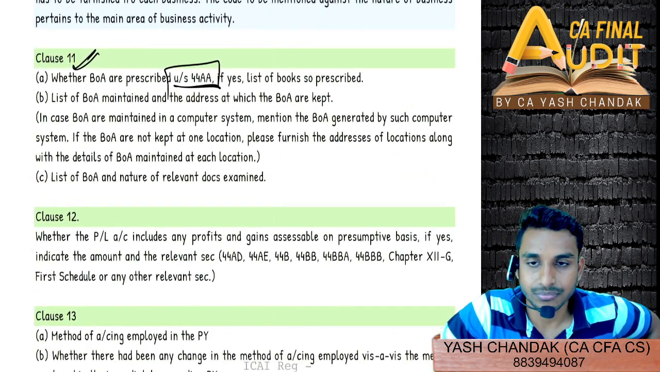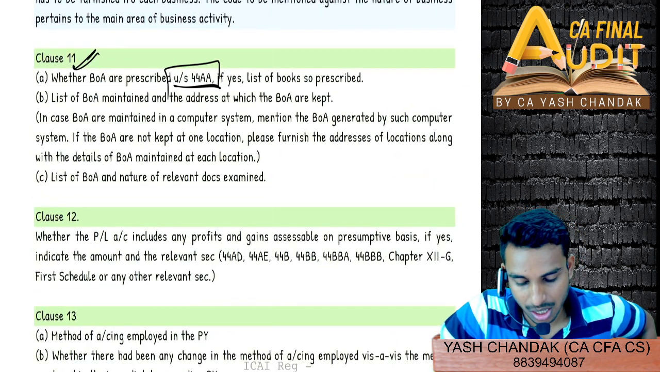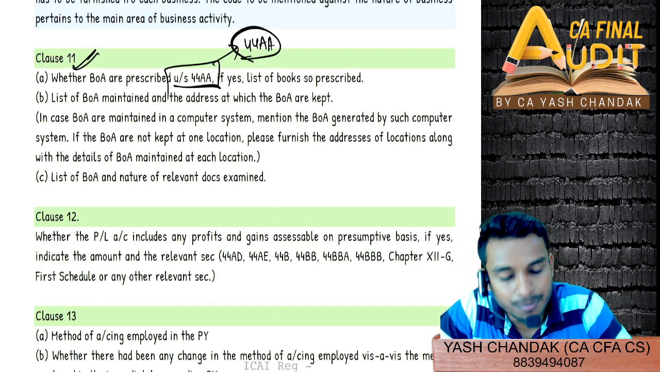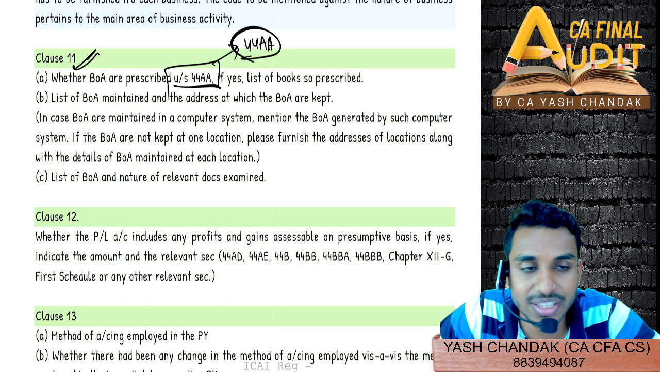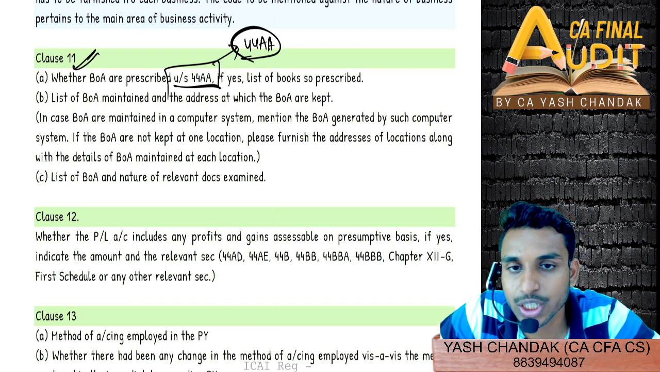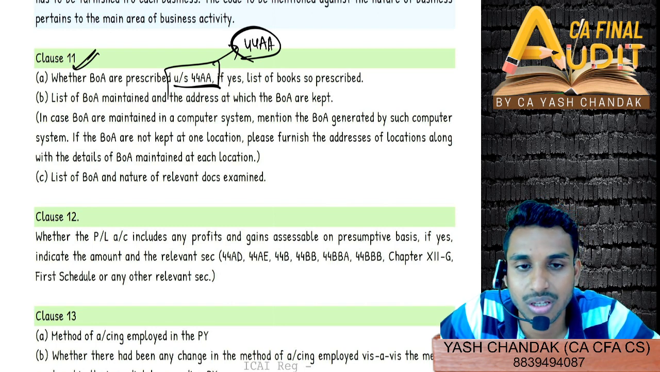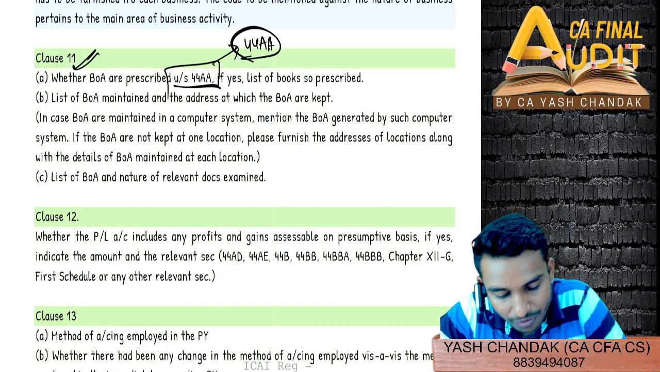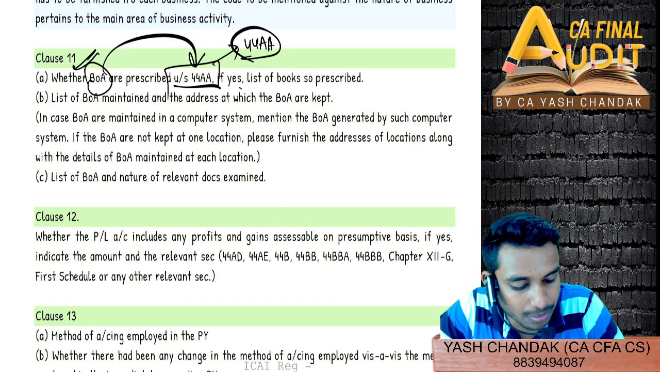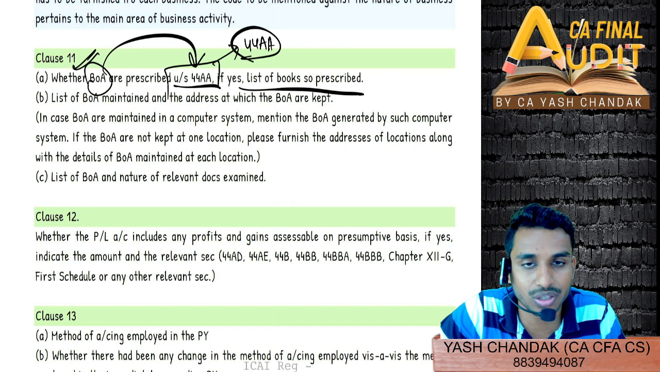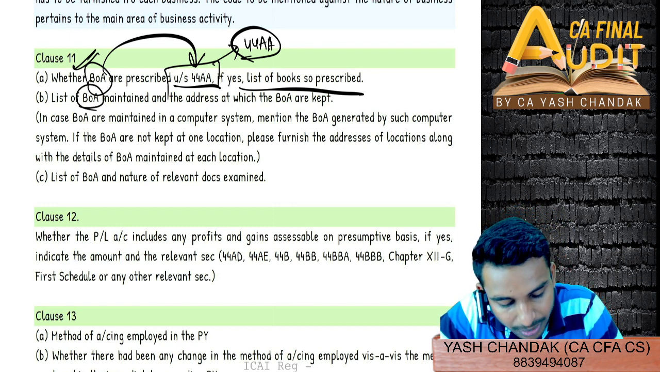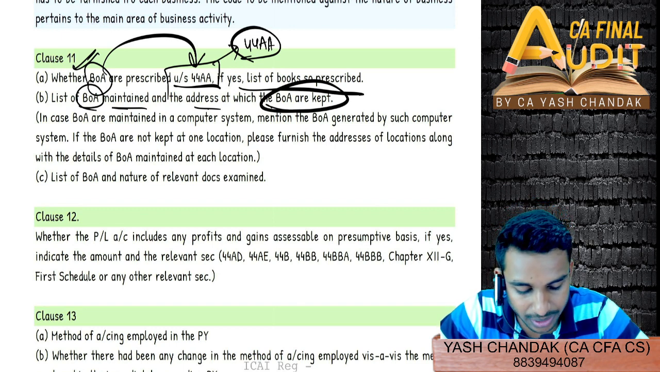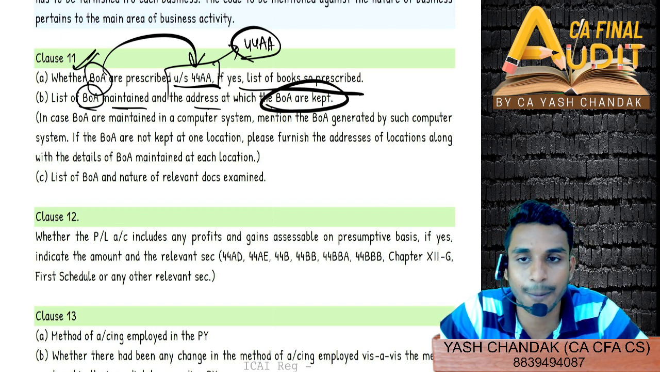Clause 11. Do you remember this section 44AA? It talks about prescribed books of accounts, which have to be maintained by certain professionals, in case their turnover or profit exceeds certain limits. So whether books of accounts are prescribed under section 44AA, and if yes, you have to specify the list of those books of accounts. And then the list of books of account maintained and the address at which the books of accounts are maintained. So you also have to specify the books of account maintained and the address at which these books of accounts are maintained.